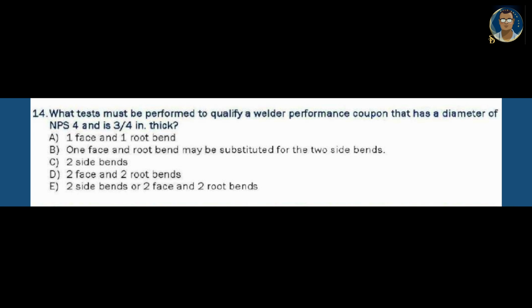Question 14. What tests must be performed to qualify a welder performance test coupon that has a diameter of NPS 4 and is 3/4 inch thick? Option A, one face bend, one root bend. One face and one root bend may be substituted for two side bends. Option C, two side bends. Other options: two face bends, two root bends, or two face and two root bends. The right answer should be option C, two side bends.